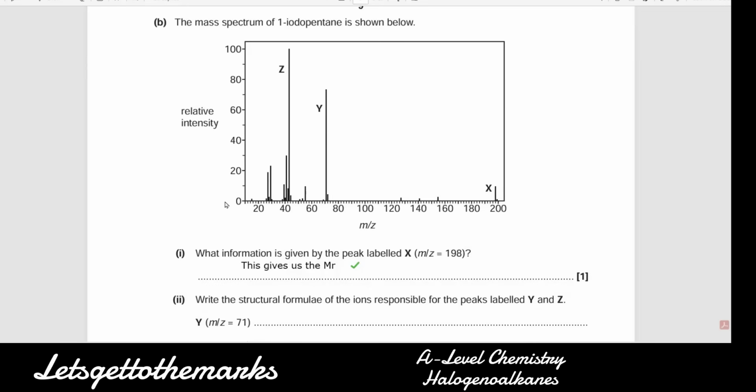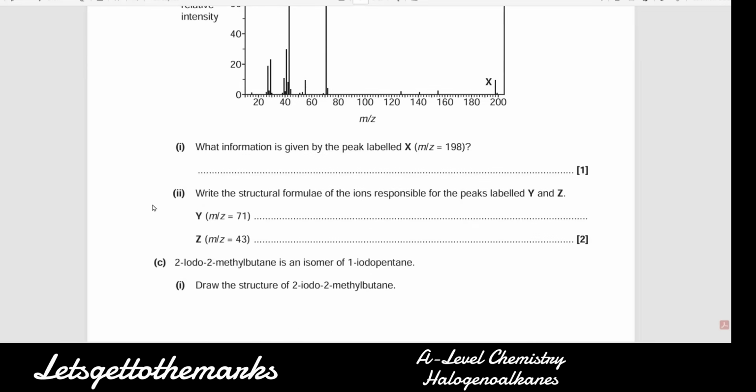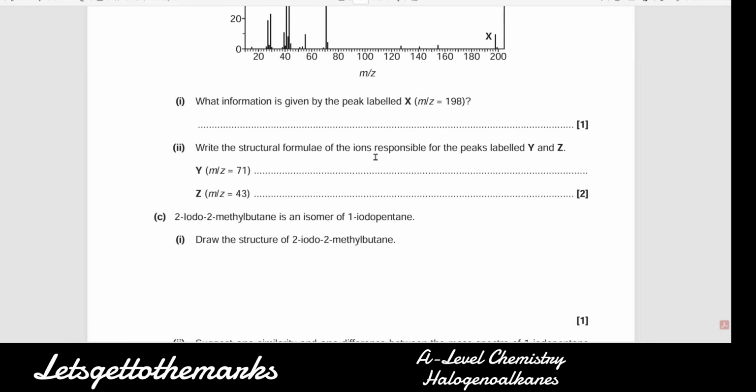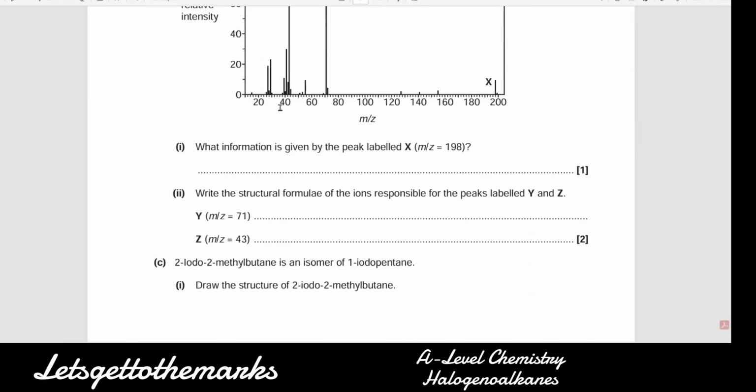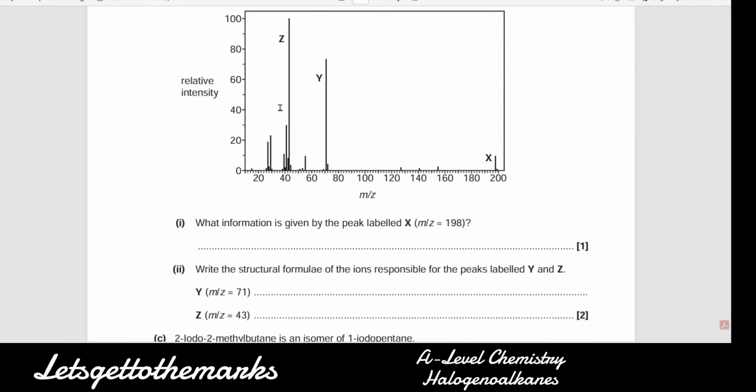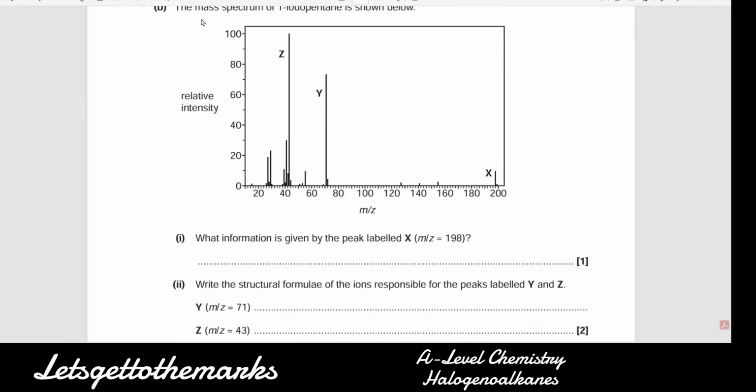Okay, let's zoom down to the next question. Write the structural formula of the ions responsible for the peaks labeled Y and Z. Y has an m/z ratio of 71 and Z has an m/z ratio of 43. So essentially what goes on here is they get snapped, right? And what are we dealing with? Is this the 1-iodopentane? I did read the question, but yeah, 1-iodopentane.